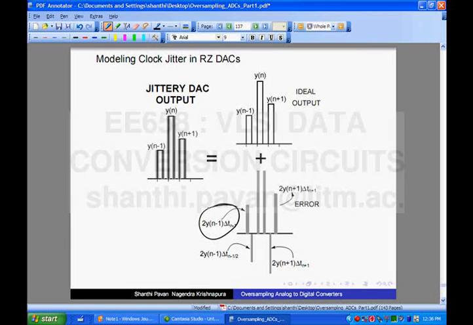Okay, and since we are dealing with an oversampled situation here, you find that the difference y[n] minus y[n-1] is most of the time much smaller. The mean square value of y[n] minus y[n-1] will be much smaller than the mean square value of twice y[n]. Is that clear? All right.